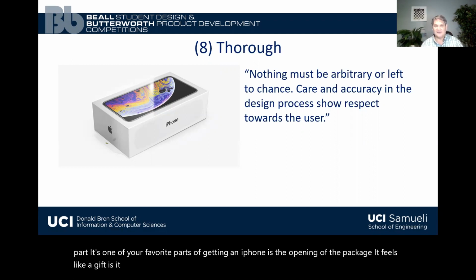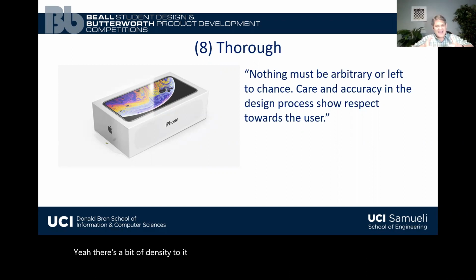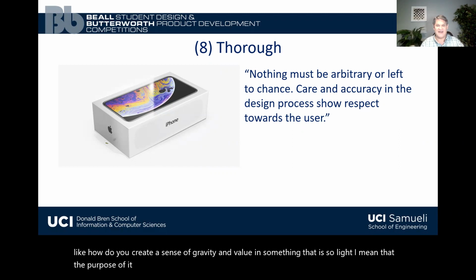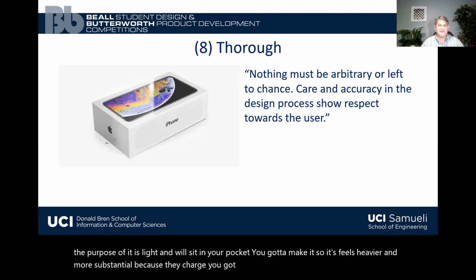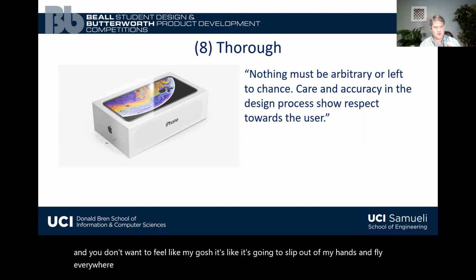Is it light and flimsy, like a grocery bag or something? Super substantial. I wouldn't say light, but when you open it, it just feels like there's substance there. There's a bit of density to it, right? Like, yeah, this is a real thing. It's a half a pound phone. How do you create a sense of gravity and value in something that is so light? The purpose of it is light and will sit in your pocket. You've got to make it feel heavier and more substantial because you got charged $800 or whatever for the thing. And you don't want to feel like, oh my gosh, it's going to slip out of my hands and fly everywhere. It's like, this is a real phone, right?